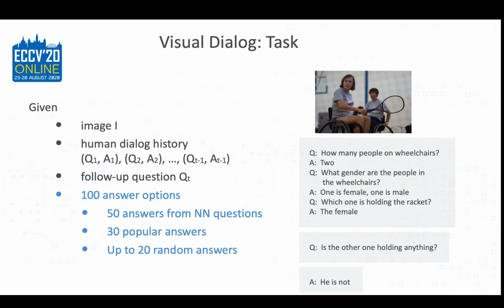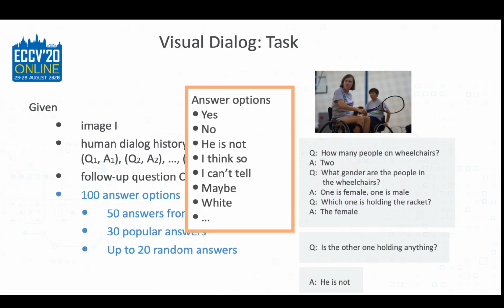For evaluation, there are 100 answer options for each follow-up question, consisting of nearest neighbors, popular and random answers from the dataset, along with the ground truth answer provided by the human. Models are to rank these 100 answer options and are evaluated on retrieval metrics such as mean rank of the ground truth answer, mean reciprocal rank, etc.